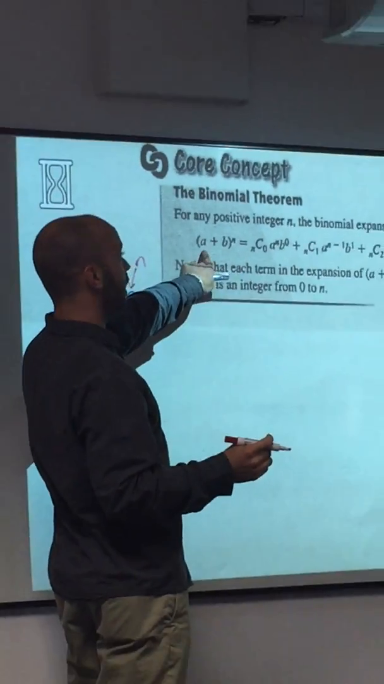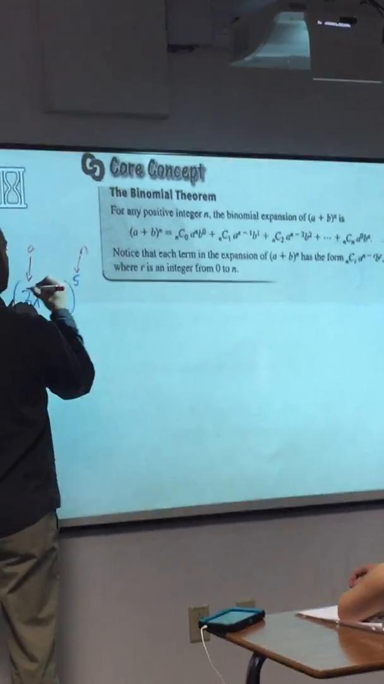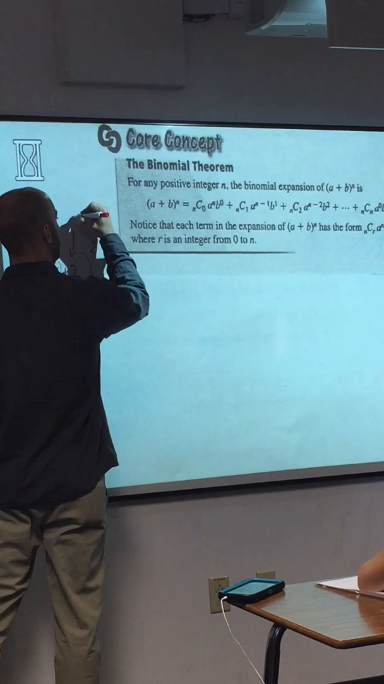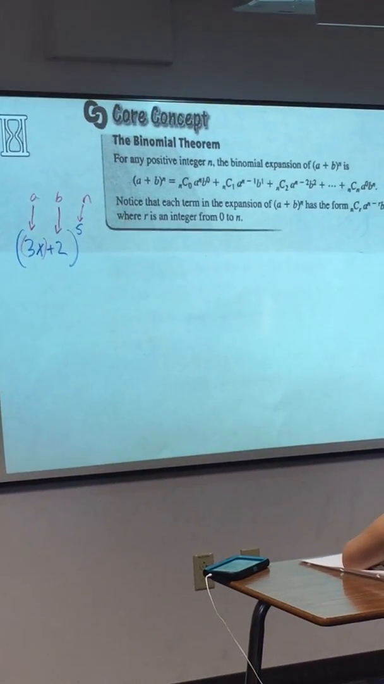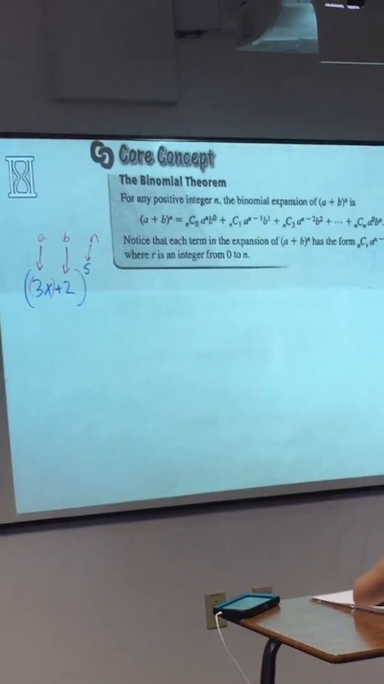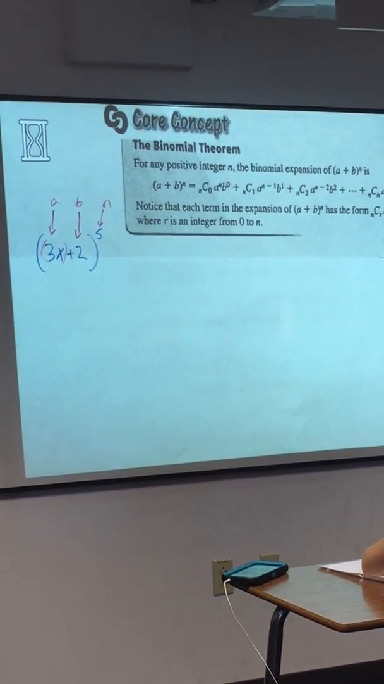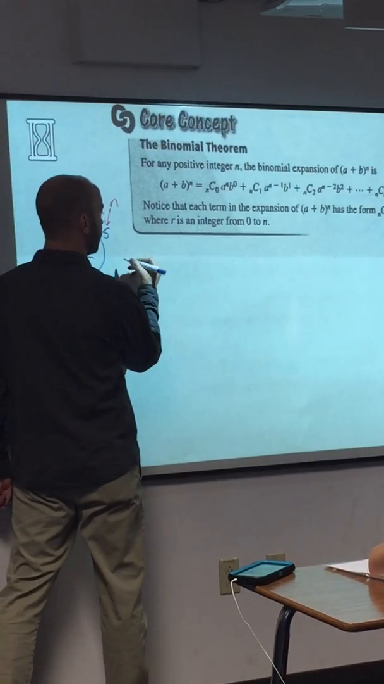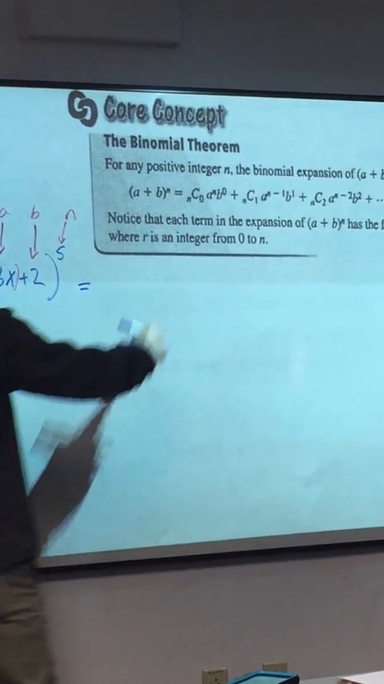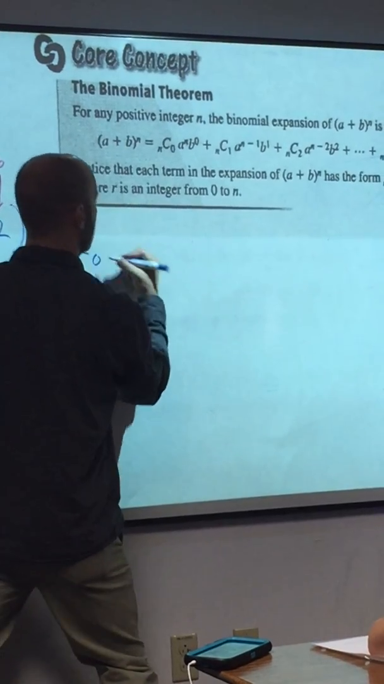Then inside, we've got a plus b. The first thing, that's 3x. That must be a. And the second thing, that's 2. That must be b. So I've identified my variables, a, b, and n. And then I'm just going to start writing out every piece of this formula, substituting in everything that I possibly can. So starting in the very beginning, including the notation for combination, n is not n, n is 5. So this is 5 choose 0.